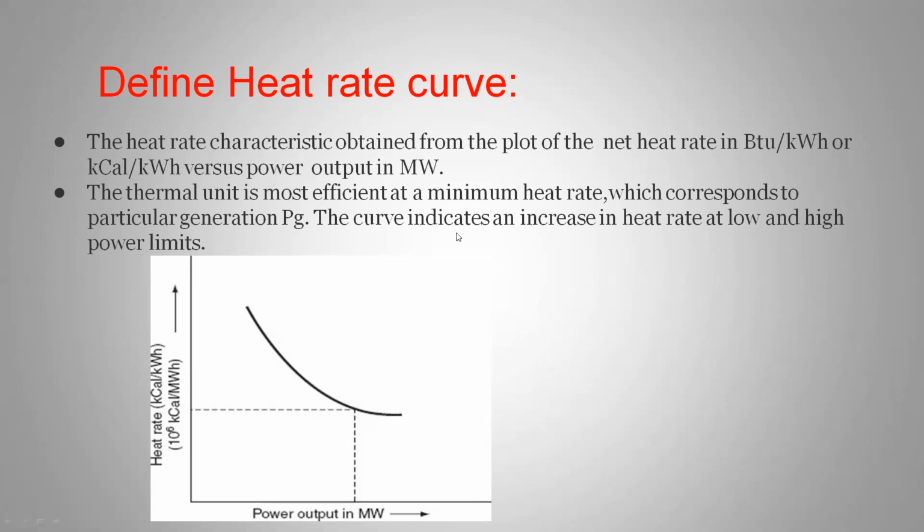The curve indicates an increase in heat rate at low and high power limits. This is the low and high power limits. So, clear?